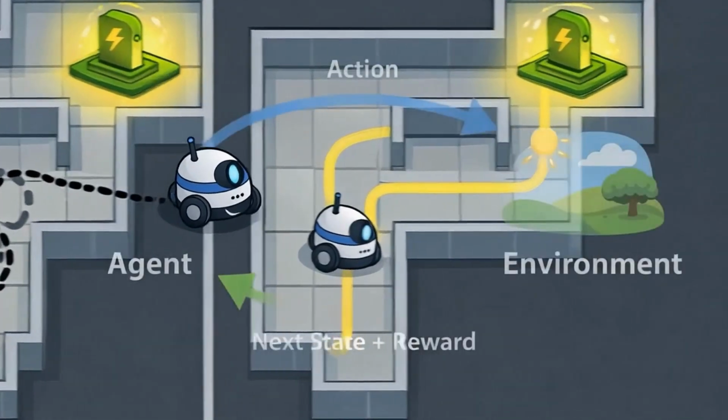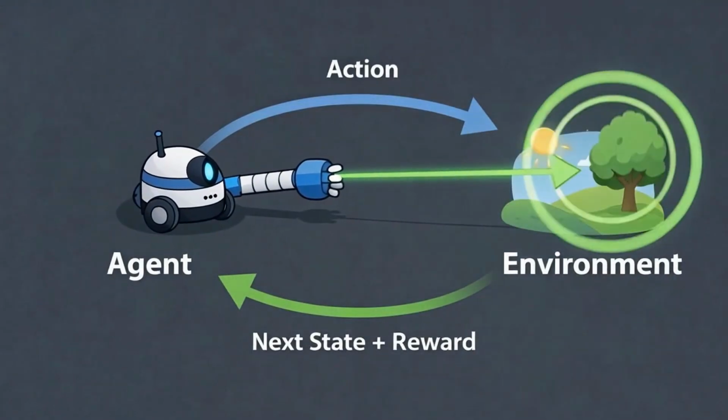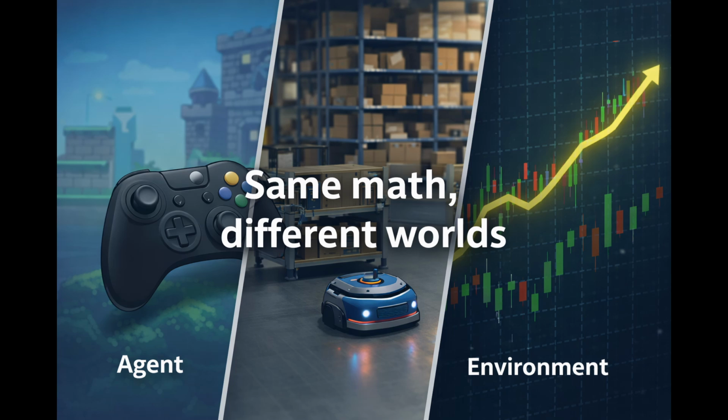Reinforcement learning is about an agent learning to make decisions by interacting with an environment. It tries things, it gets feedback, and over time it learns behavior that maximizes reward, not just right now, but over the long run. MDPs are the clean mathematical wrapper around that interaction. They give us a common language to describe tasks like games, robotics, inventory control, and recommendation systems.